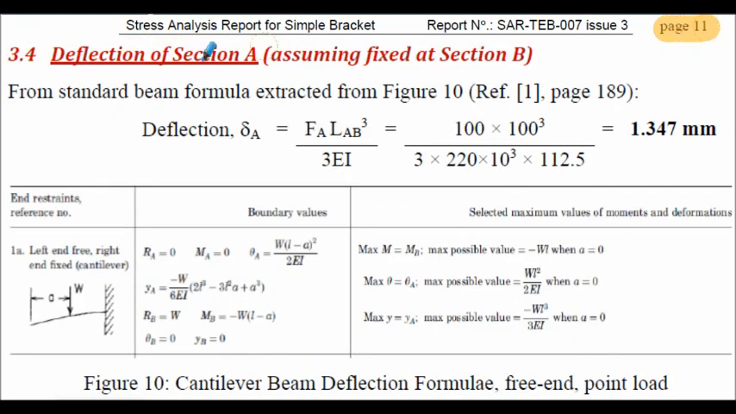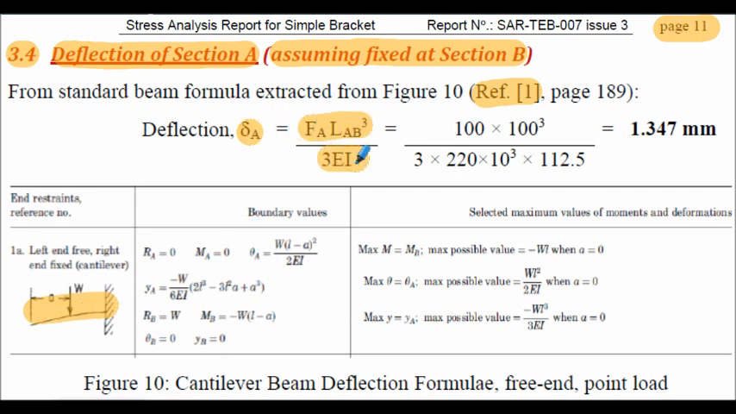Page 11 of the report continued, subsection 3.4, deflection of section A, assuming fully fixed at section B. Again, this is extracting a standard formula from our reference 1 for this particular beam case shown here. Here's the standard formula, shown without proof.